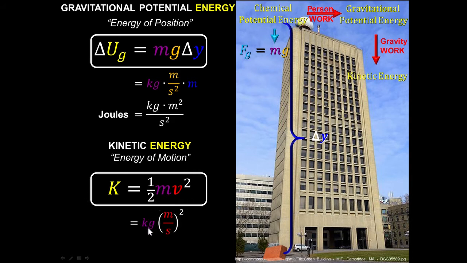So we look at the units. Mass is measured in kilograms. Velocity is meters per second, but that gets squared. So we get kilogram meter squared per second squared. And that is also the units of joules. Okay, so work was measured in joules, and now energy is also measured in joules.